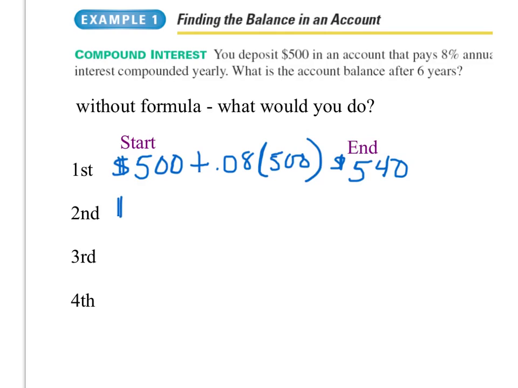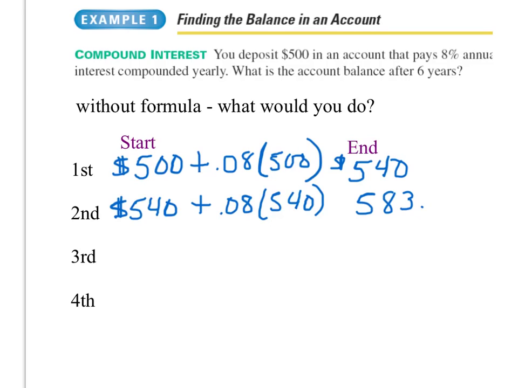So now to start the second year, and this is what it means by compounded yearly, you're going to start with $540. Okay, and again, to that you get to add 8% of 540. Again, calculate that, and you'll get about $583.20. So hit pause, continue to do that, and go up through 6 years. So in the 6th year, you should have gotten that you ended up with $793.44, or at least it rounds to that in dollars and cents.